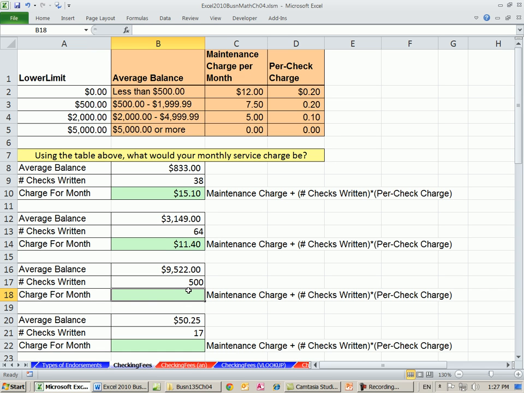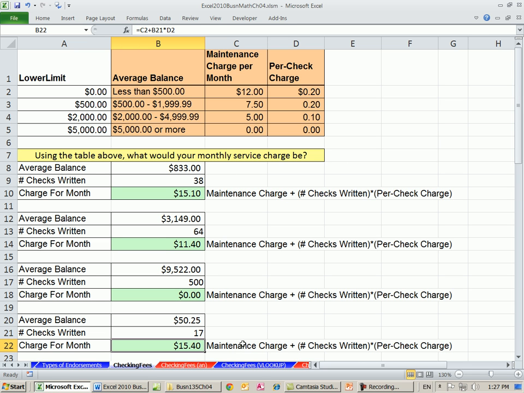We get a 0. And right here, the average balance is pretty small, so I come up here, less than 500. So it's 12 and 20 cents per check. Equals 12 plus 17 checks times our 20 cents per check. All right, so that's a little bit about how to do these calculations.